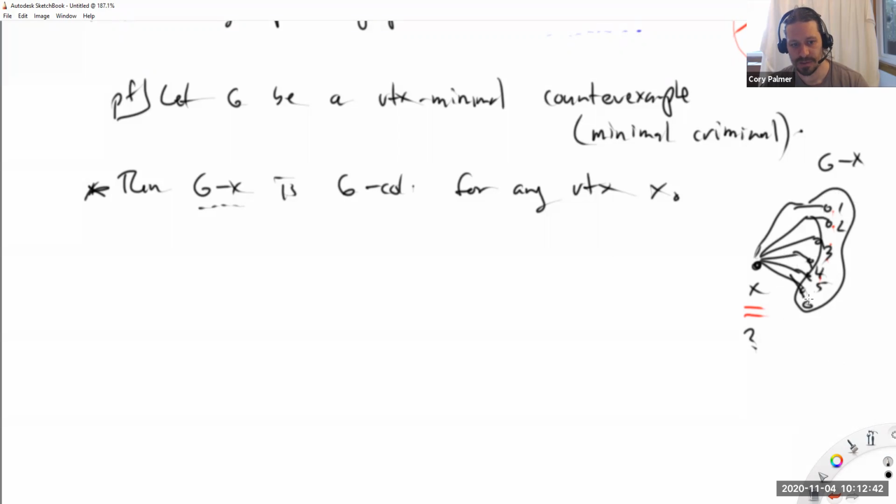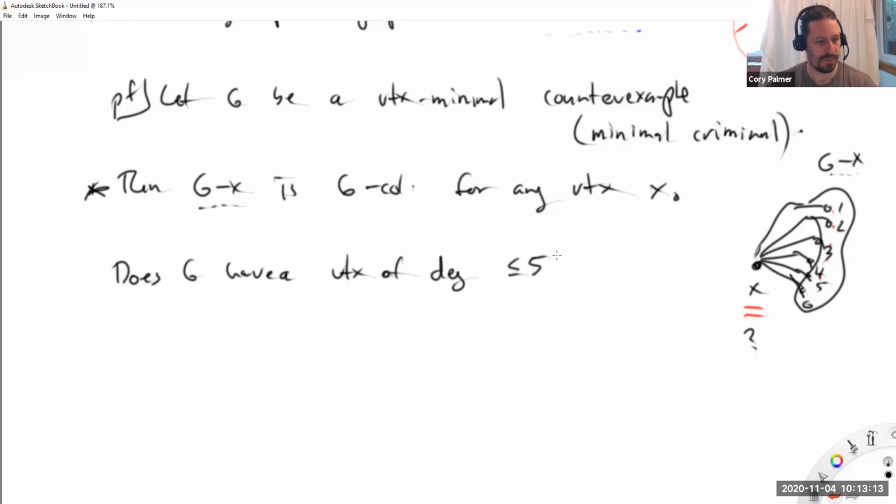A degree 6 X is problematic because in the coloring of G minus X, which is done by black magic, it may get colors 1 through 6 on its neighbors, and then I can't extend it to X. But if X only had 5 neighbors, then it didn't matter what colors they got. They could only absorb 5 of the 6 colors, and I'd be safe to choose X. So I just need to find a vertex of degree 5 or smaller, okay? So the question is, does G have a vertex of degree at most 5? Okay, that's the question I want to answer here.